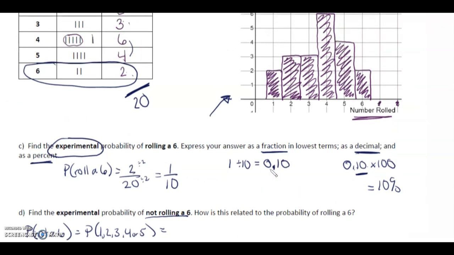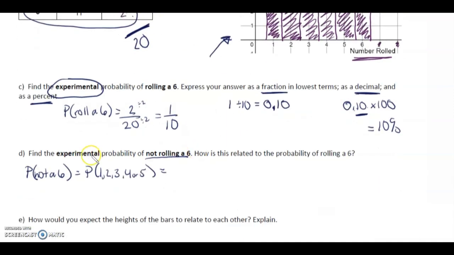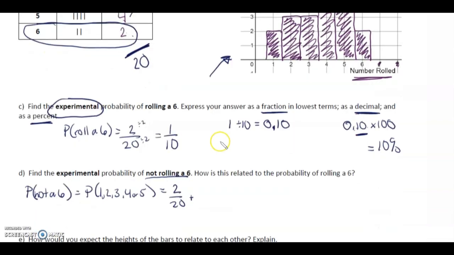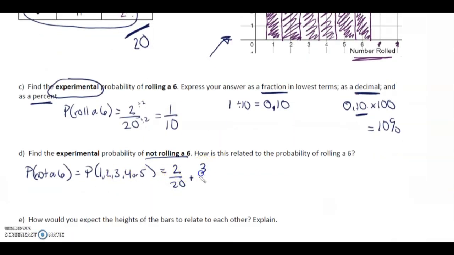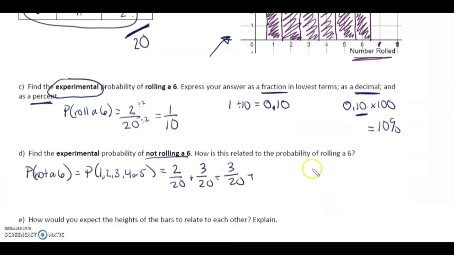So the probability of rolling a 1 is 2 out of 20. The probability of rolling a 2 is 3. Probability of rolling a 3 is 3. So plus 3 out of 20 plus 3 out of 20. The probability of rolling a 4 is 6. And the probability of rolling a 5 is 4. So 6 out of 20 plus 4 out of 20.